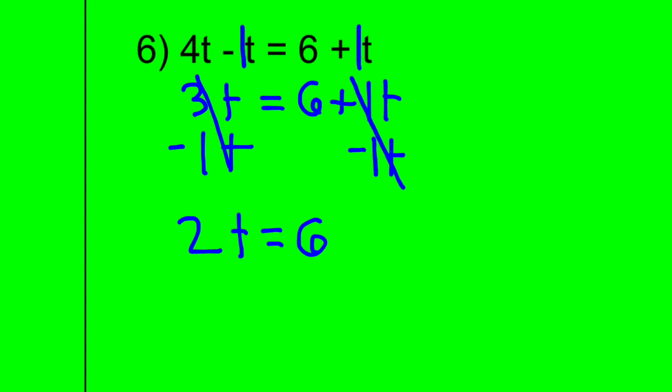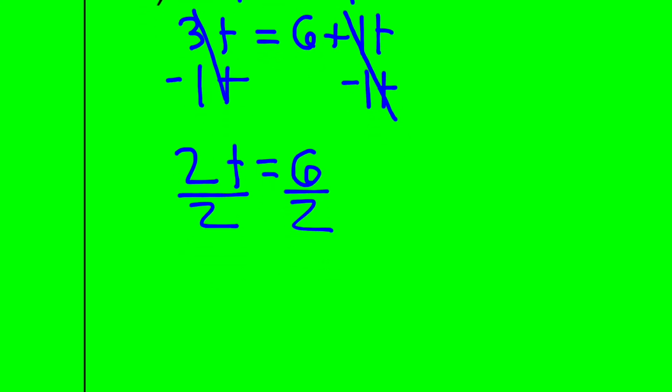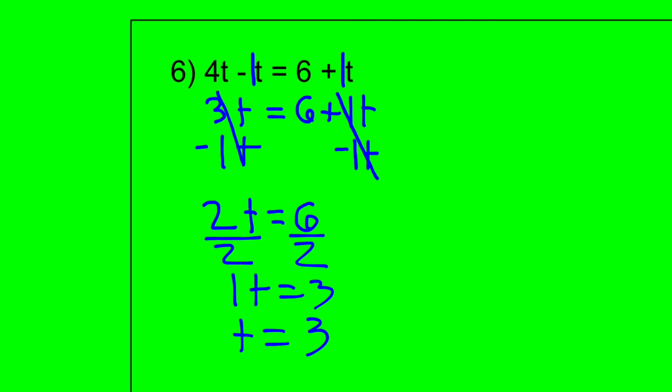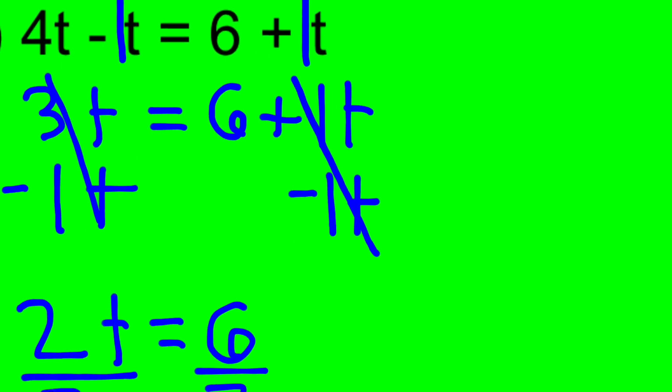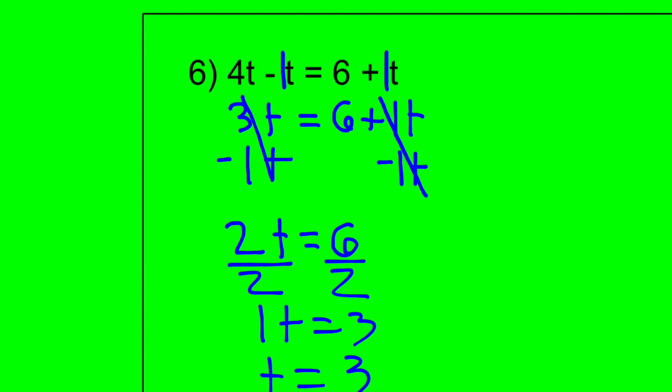And now look what I have. I have a basic one-step equation that's 2 multiplied by t equals 6. Well, I'm going to divide by 2, and I get 1t equals 3, or just t equals 3. That idea of equality on both sides of the equal sign is so important because it makes solving equations so simple. All I had to do here was take 1t away from both sides, and all of a sudden I had a very simple equation to solve.